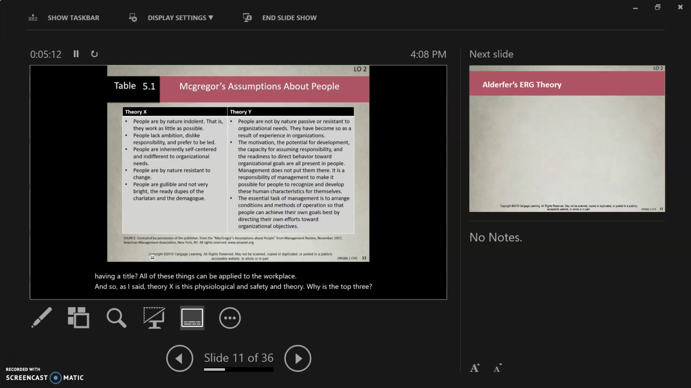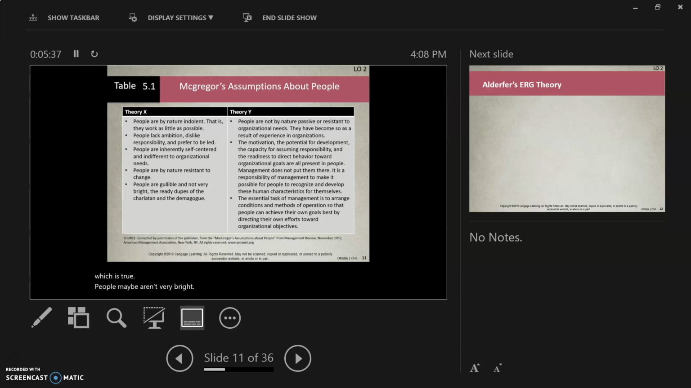So, theory X basically says, and this is McGregor's assumptions about people, that people are by nature indolent, and that is they work as little as possible, which I completely disagree with, but that's my opinion. People lack ambition, dislike responsibility, and prefer to be led. People are inherently self-centered and indifferent to organizational needs. They're resistant to change, which is true. People maybe aren't very bright.